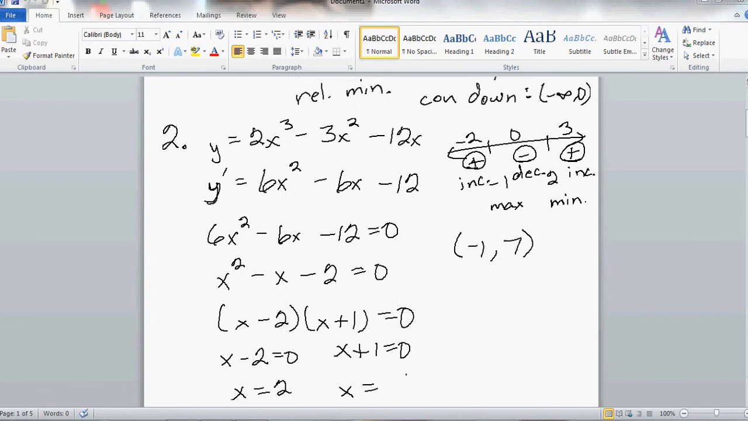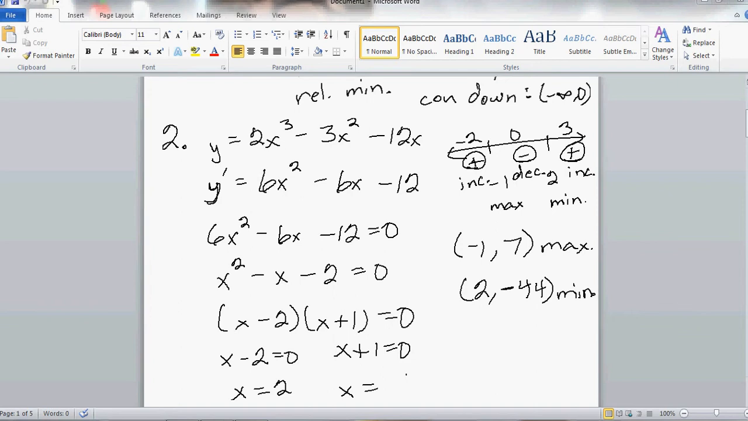My minimum is plugging in 2. Let's see, 2, that would be 16. 16 minus 12 is 4, and 4 minus 48 is negative 44. So this is my max, this is my min.